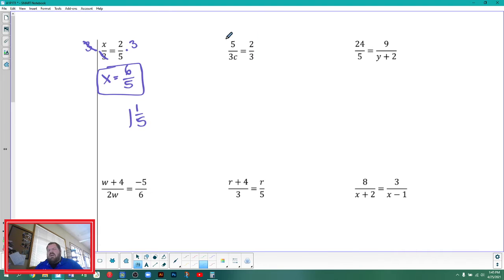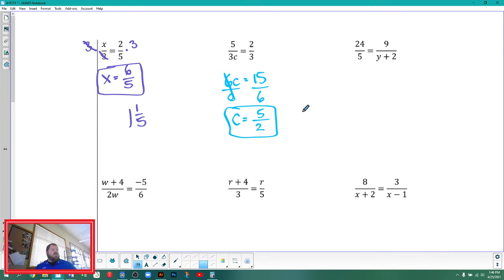This next one, we might as well use cross products. 2 times 3 is 6. There's a C on that one. 5 times 3 is 15. I can divide by 6 on both sides, and I see that C is going to be equal to, well, they're both multiples of 3, so I can divide them both by 3, and we get 5 over 2.